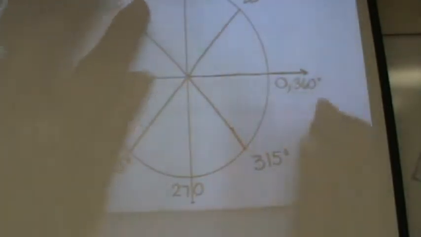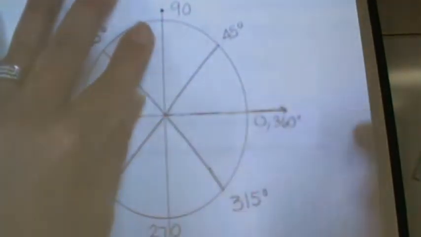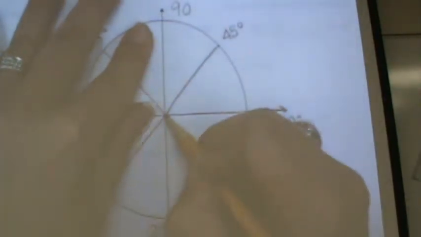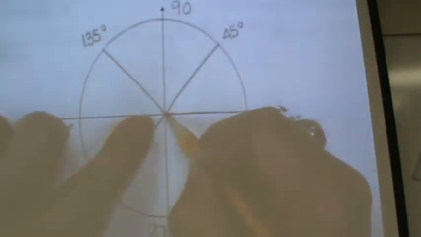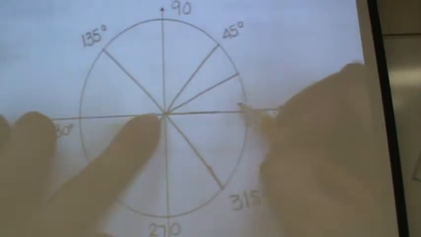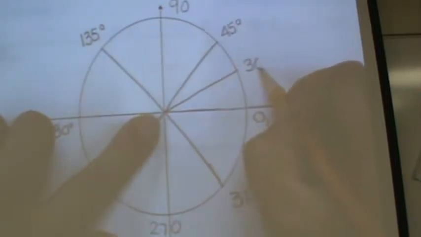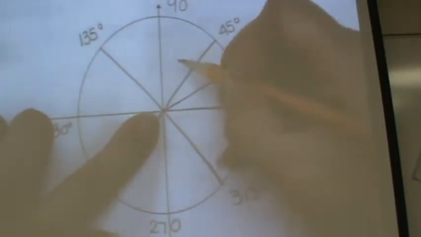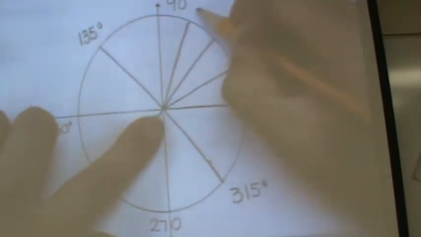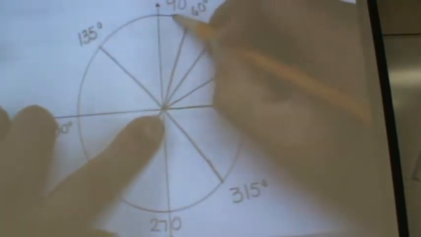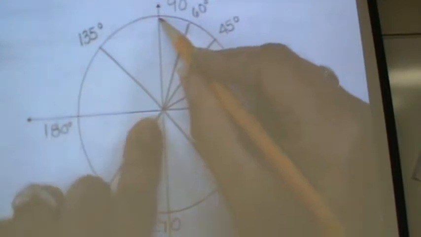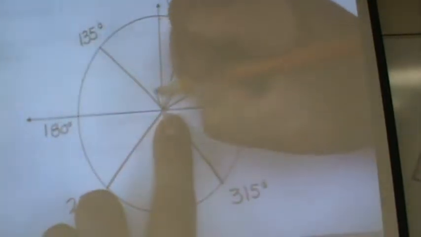Now, what if I took this 90 degrees and cut it into 3 parts? What do you get here? 30. Yeah, so this is 30. And add 30, what do you get? 60. Add 30, you get 90. Let's keep going. We're going to add 30, and what do you get? 120.